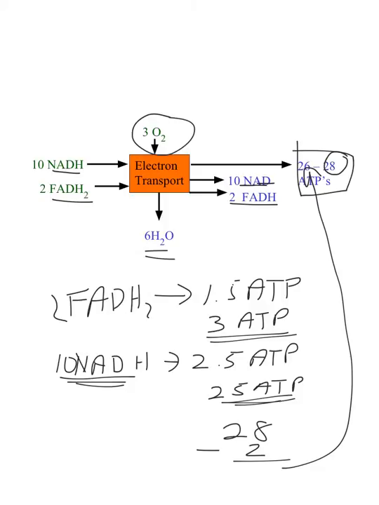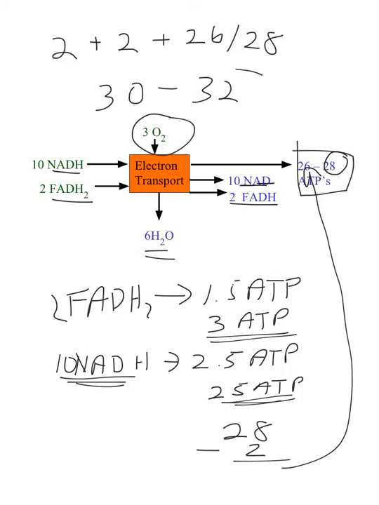But hey, think of it. Grand totals: in glycolysis, you had 2 ATPs. In the Krebs cycle, you're going to add up 2 more. In electron transport, you're going to have either 26 or 28 ATPs. So bottom line, you're going to end up with anywhere from 30 to 32 ATPs as our grand total. Not bad.